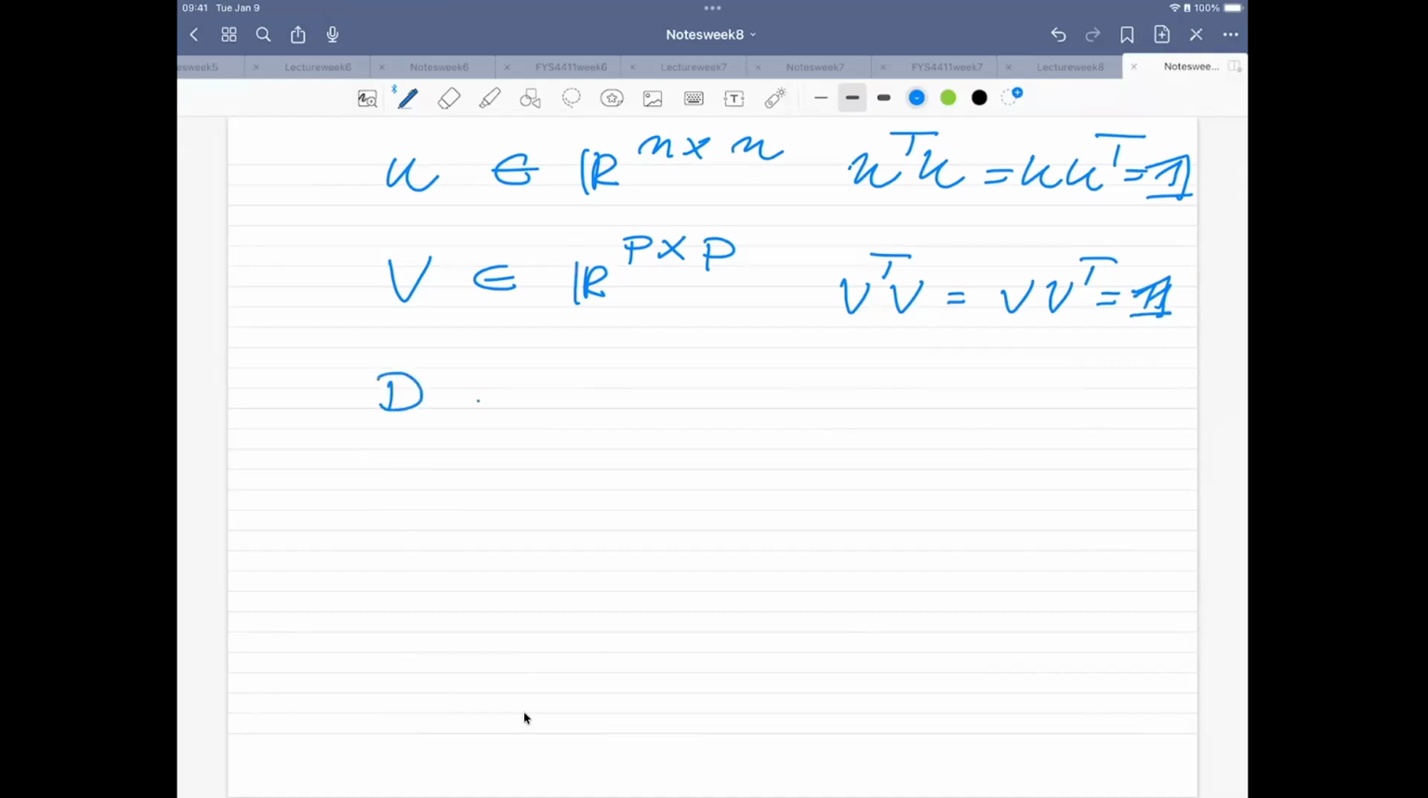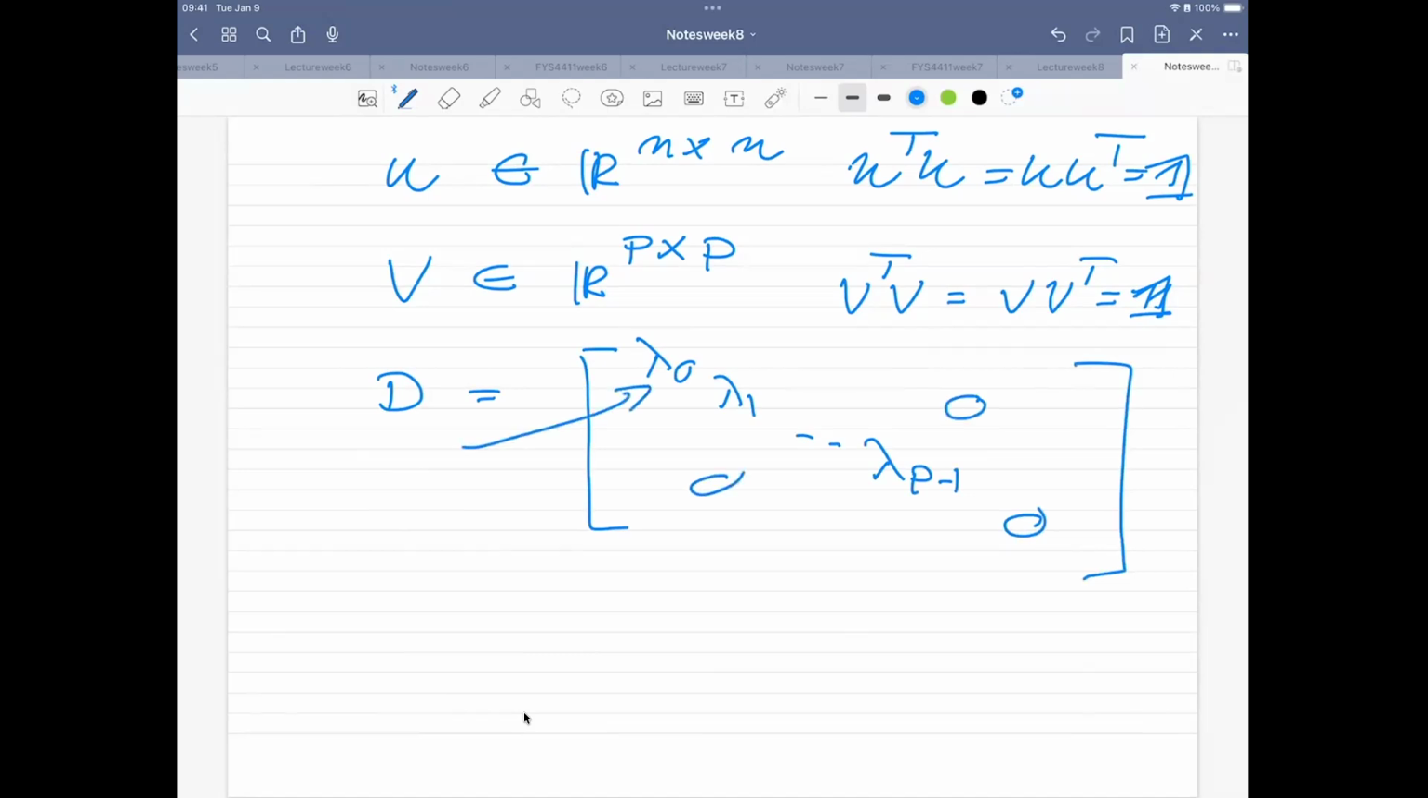And D contains the singular values: lambda 0, lambda 1, down to some lambda P minus 1, and then the rest zeros. These are called the singular values. And obviously the zeros reflect the fact that your matrix can be singular. So you don't get rid of a singularity. What the singular value decomposition theorem says is that you can always decompose even a singular matrix in terms of two orthogonal matrices.